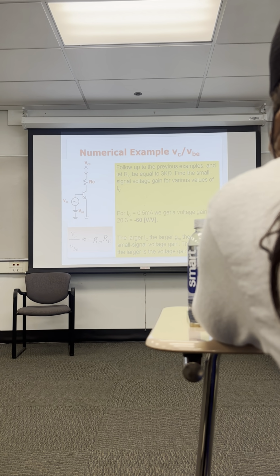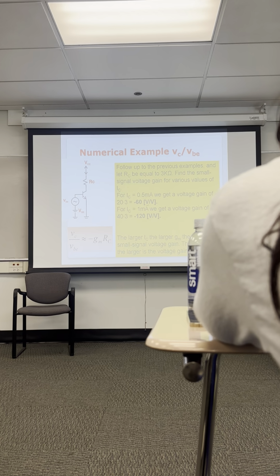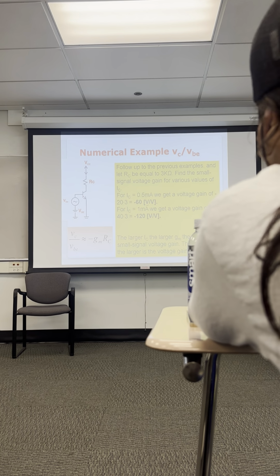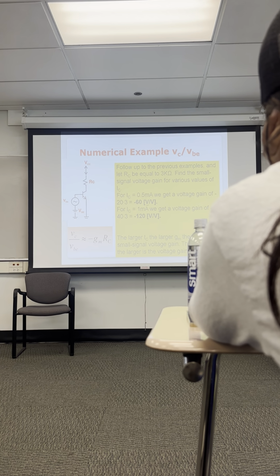Here again, if we iterate the gain at a low current of half a milliamp, the gain is minus 60 volts per volt. And we note the units here. If we increase I sub C to a milliamp, we double the current, and our gain goes to minus 120.